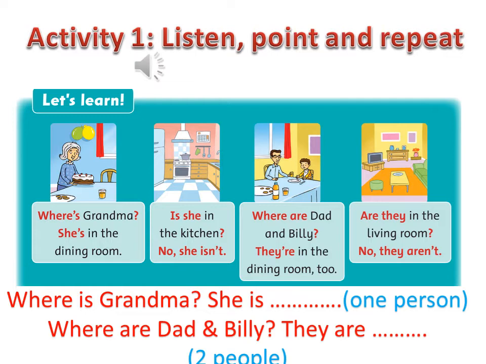Okay, look at the four pictures. Look at picture one. You can see one person, and you can ask, where is? But in picture three, you can see two people or more. Where are? You understand? Is or she is for one person. Are or they are for two people and more. If you don't understand, go to the next page.